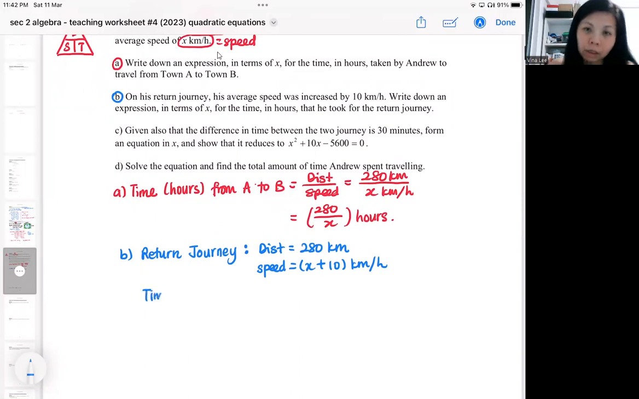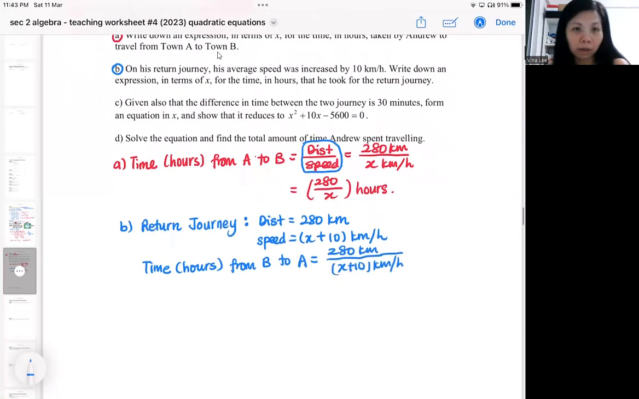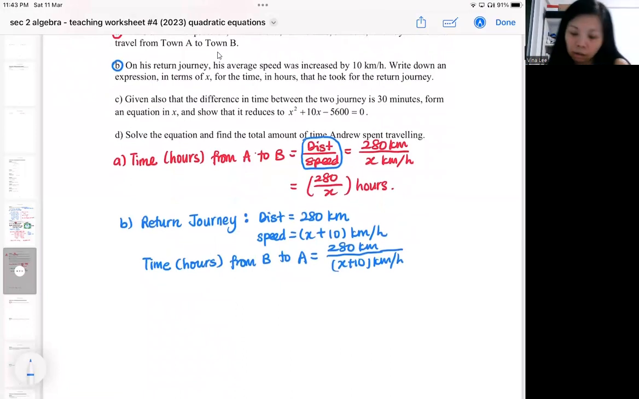So what about the time taken for the return journey? Return journey means B to A. So it will still be the same formula, distance over speed. The distance doesn't change. The speed is X plus 10. And realize the units match, kilometer and kilometer, and it is in hours. So that will be 280 over X plus 10. So that is the number of hours for the return.